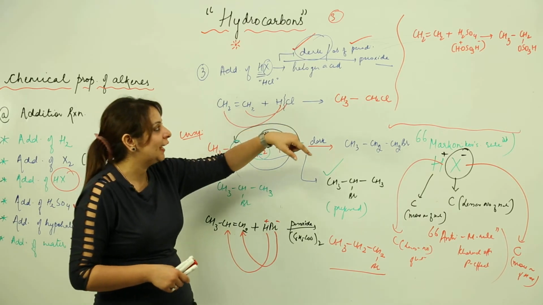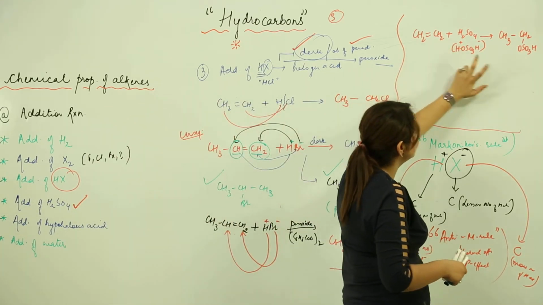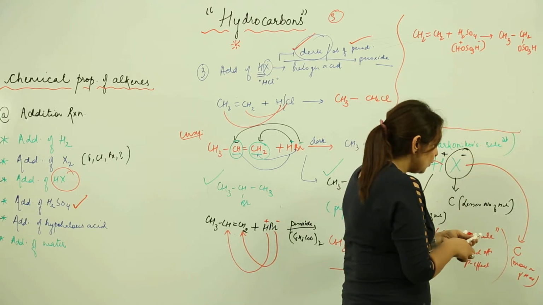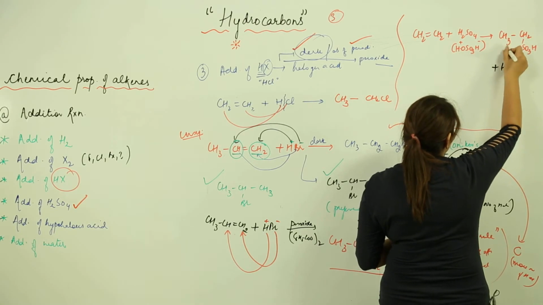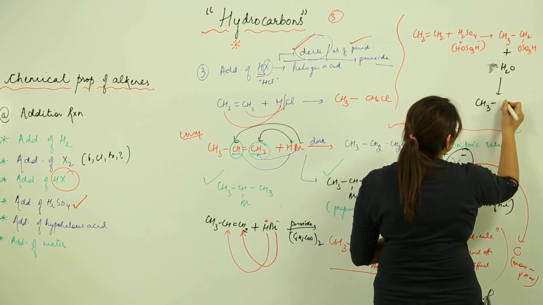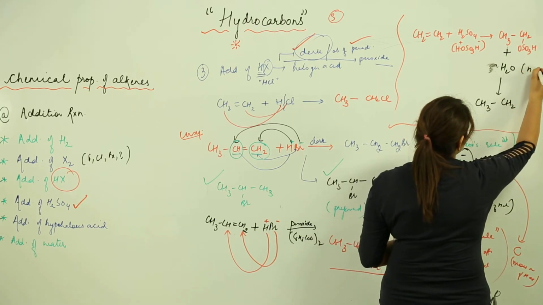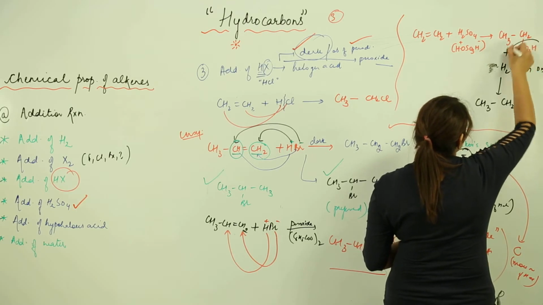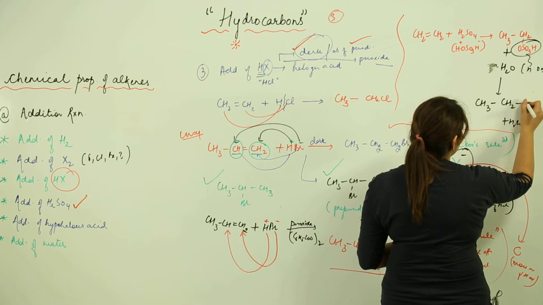So how does this happen actually? See, when we add H2SO4 to alkene, it turns into this product. Now when you add water to this product, what happens? CH3 remains CH3, CH2, and this is H and OH. So H gets attached to this group, so you get H2SO4 back and the OH group attached to this.